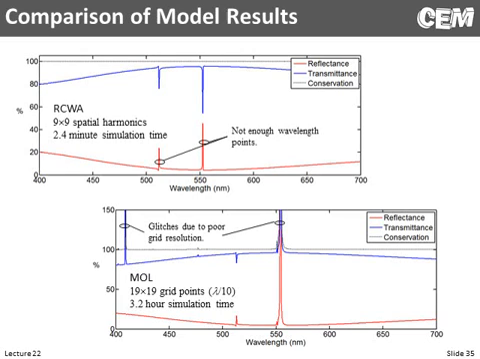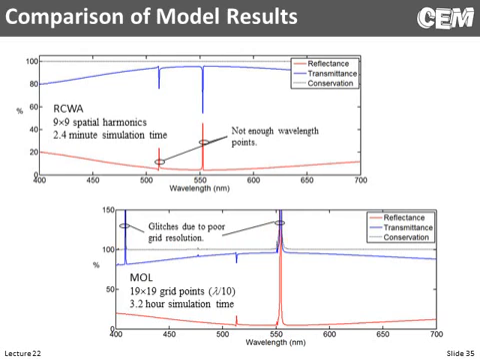Now let's look at the method of lines. I used lambda over 10 resolution, which ended up being 19 by 19 grid points. This would be roughly equivalent in RCWA to using 19 by 19 spatial harmonics. This took over 3 hours to simulate, and it looks a little bit ugly. Notice these glitches. These are going over 100%. This one looks really ugly.